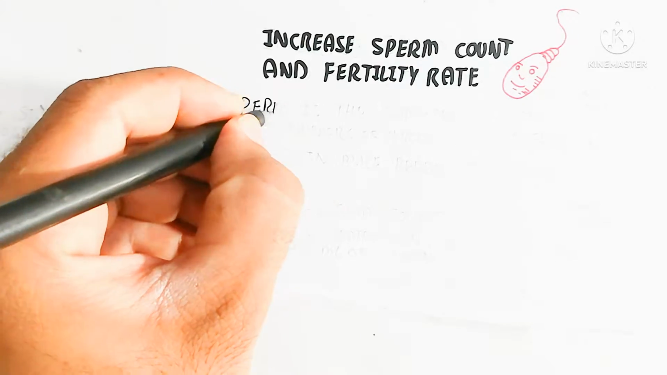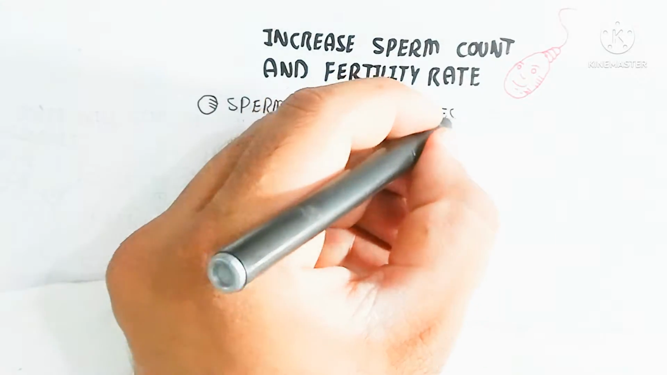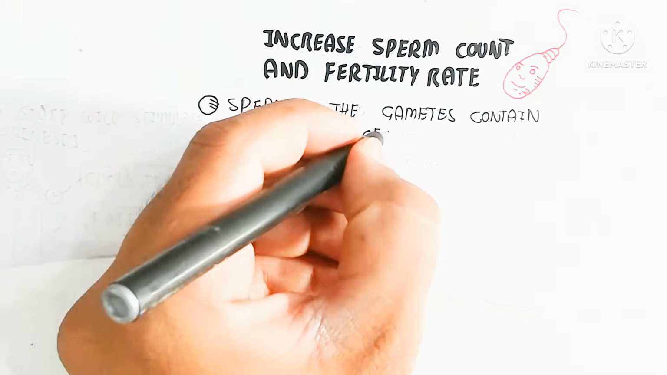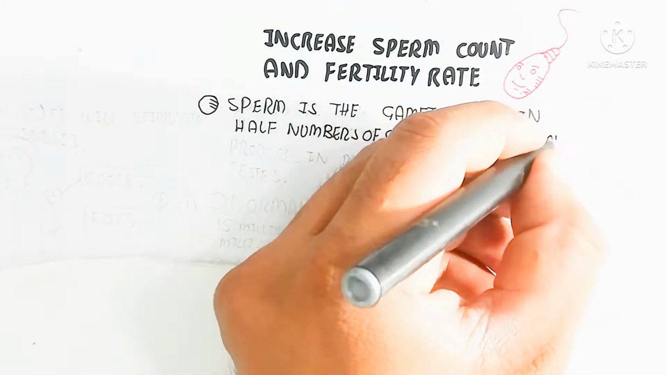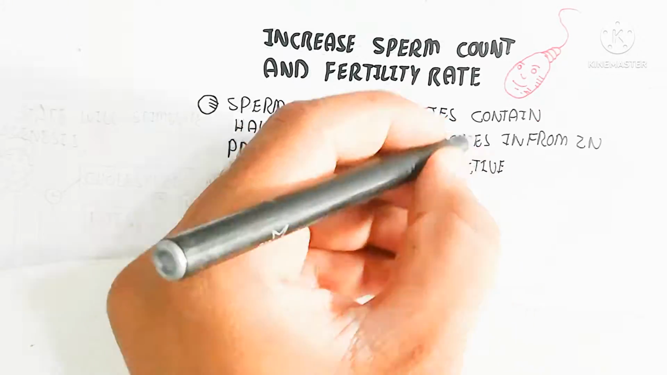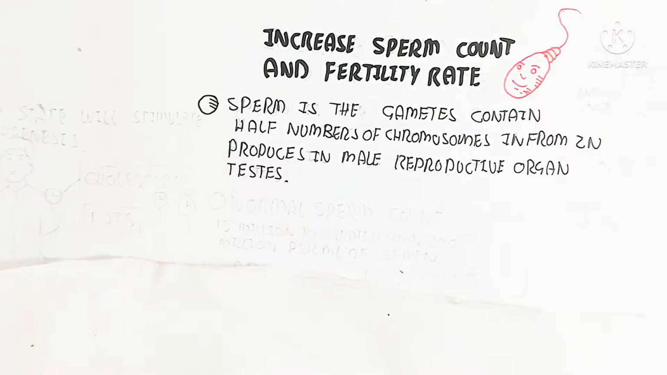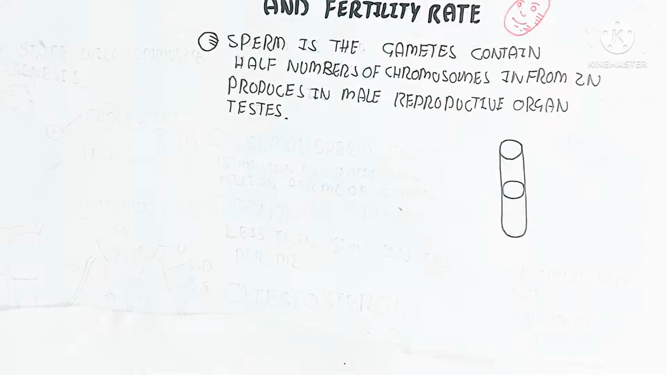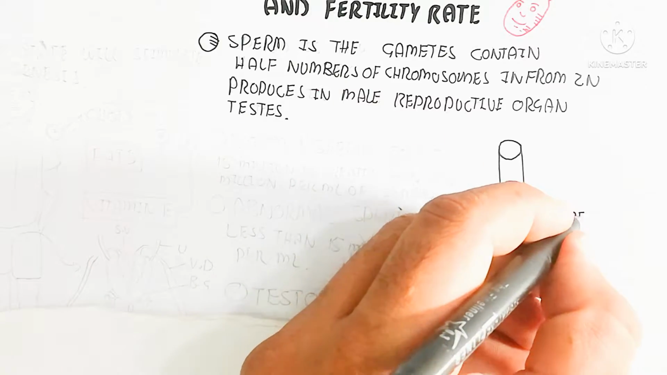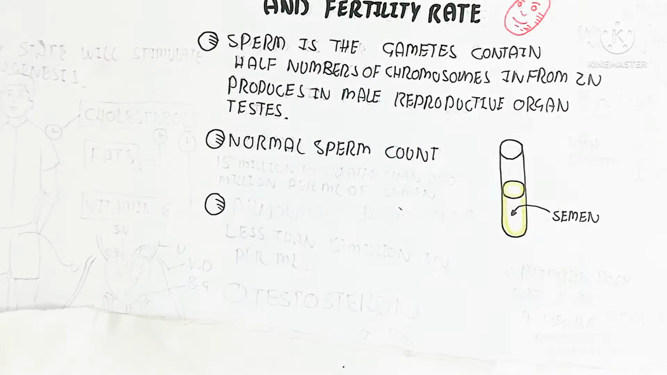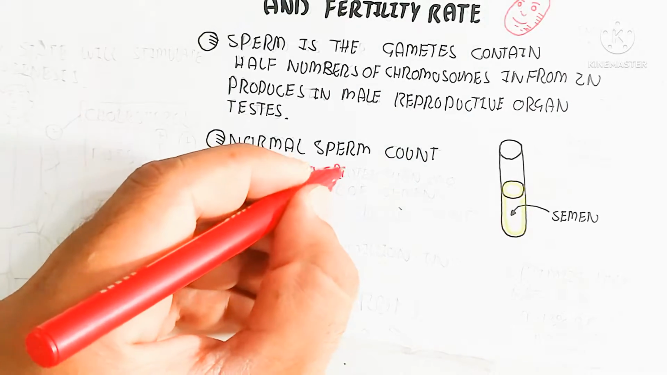So let's begin. Sperm are gametes that contain half the number of chromosomes, haploid from diploid, produced by meiosis in the male reproductive organ, the testes, from the spermatocyte to the spermatid to the mature sperm. A normal sperm count is 15 million to greater than 200 million per ml of semen, while an abnormal sperm count, due to a low amount of testosterone in the blood, is less than 15 million per milliliter of semen.